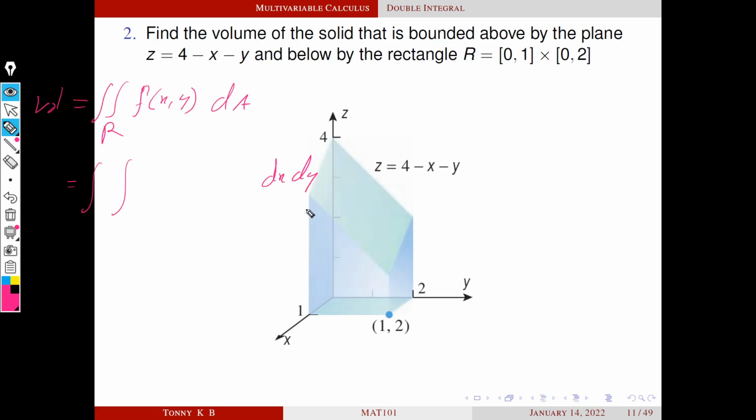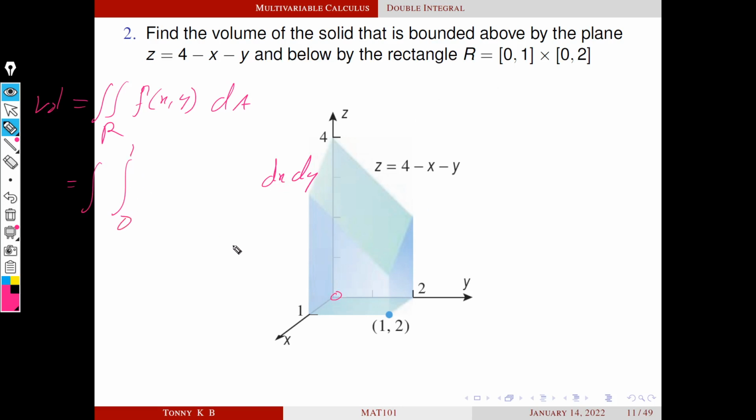What is the formula? We know the volume is equal to the double integral over R of f(x,y) dA, and this region is rectangular. We can evaluate this double integral using iterative integration. I am going to use the order dx dy, so first you integrate with respect to x, then with respect to y. What is the change of x in this rectangle? It is clear that in this rectangle x is varying from 0 to 1.